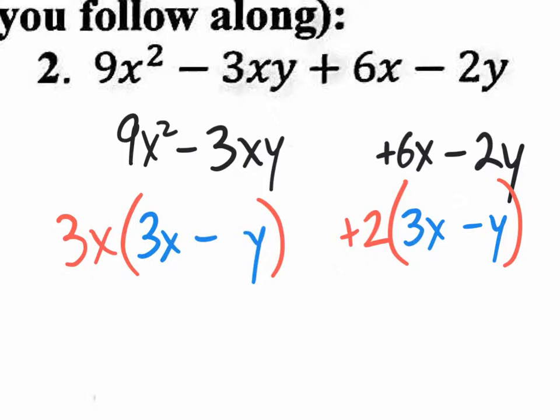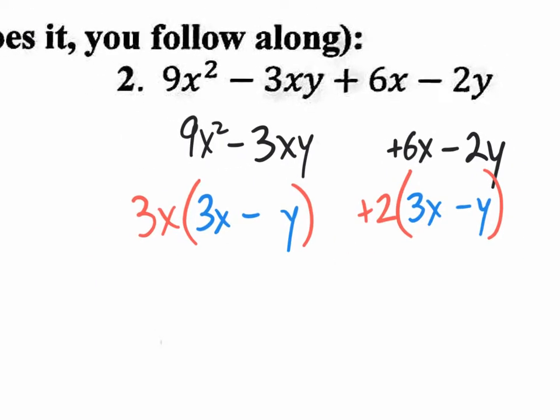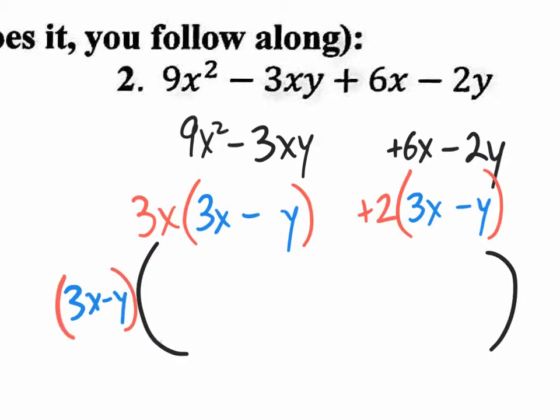Now, here's step 3, the most confusing part to some students, where you take a step back and pull out the common binomial in both groups. That's right. The 3x minus y is what we're pulling out from both groups. So I put that 3x minus y out there in the front. See, here's a binomial 3x minus y. Here's a binomial 3x minus y. I'm pulling it out from both groups.